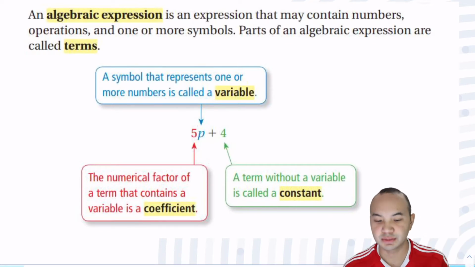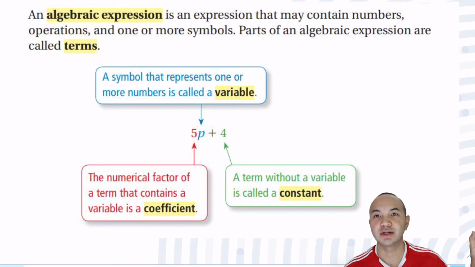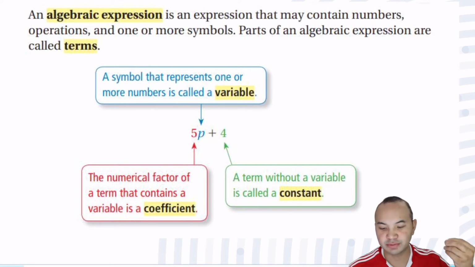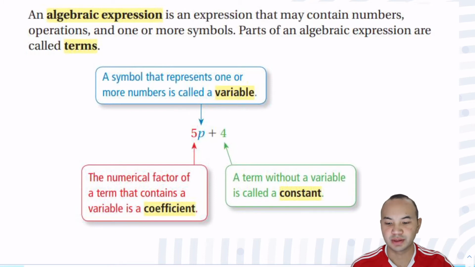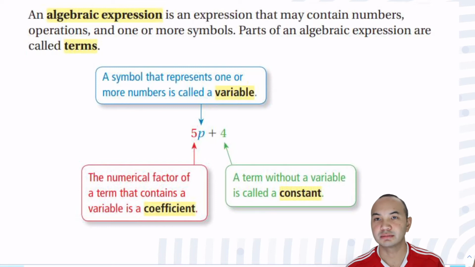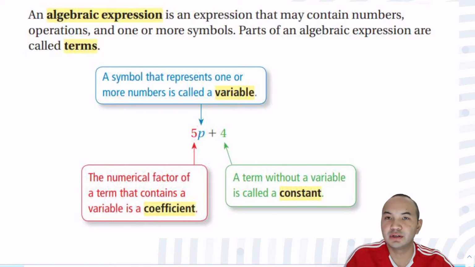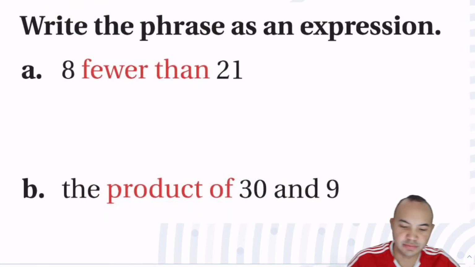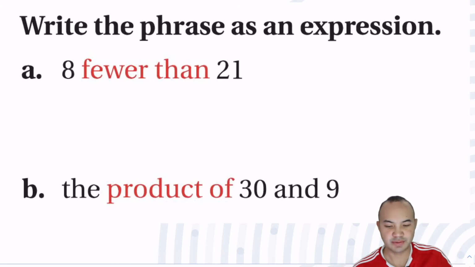variable, that's a letter or a symbol. The number next to the variable is called the coefficient, and a number just by itself is called a constant term. And terms are separated by addition or subtraction. Okay, so in this example here, there are two terms. All right. So if we're looking at an example here, write the phrase as an expression.